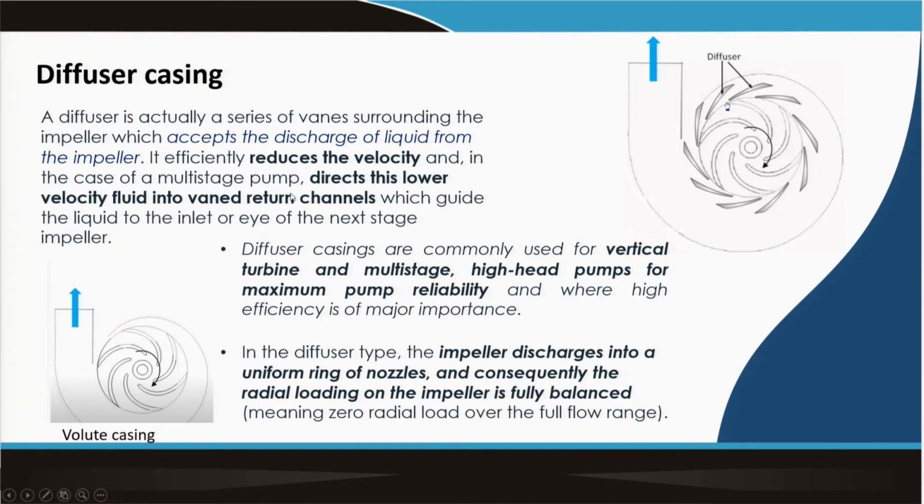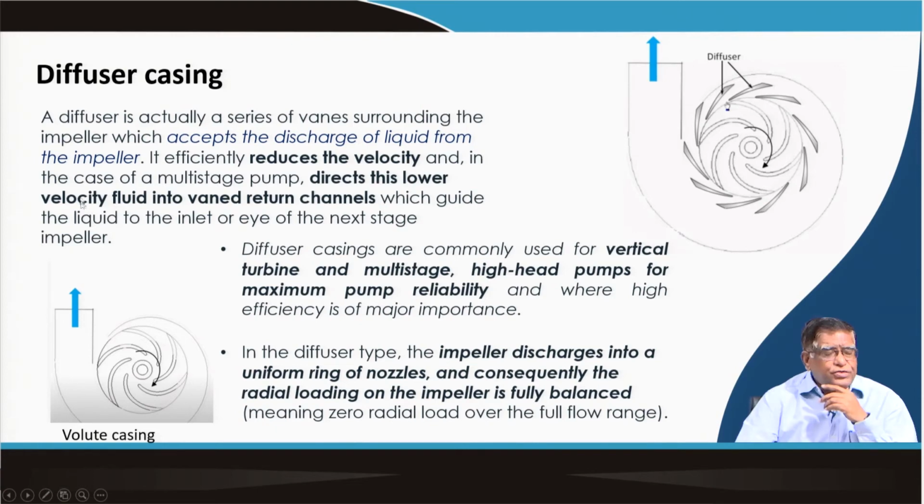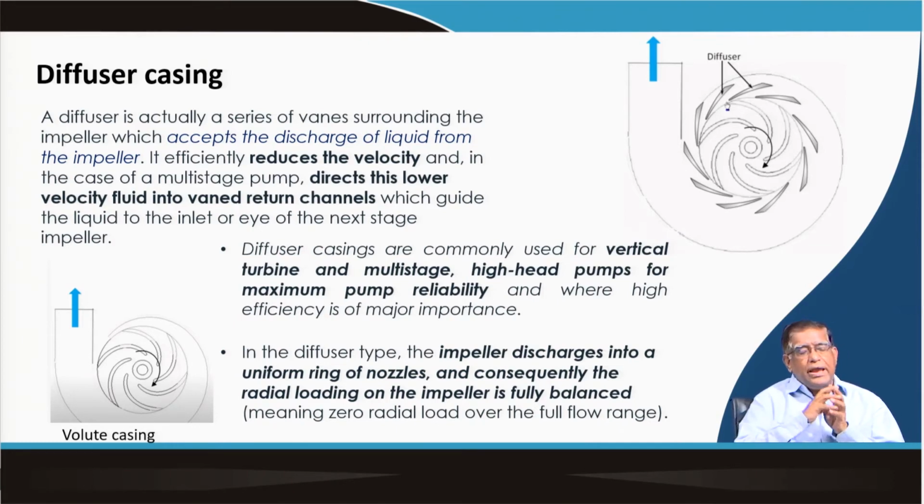So, this diffuser casing is actually a series of vanes surrounding the impeller, which accept the discharge of liquid from the impeller. It efficiently reduces the velocity, and in the case of a multi-stage pump directs the lower velocity fluid to the vane return channels.